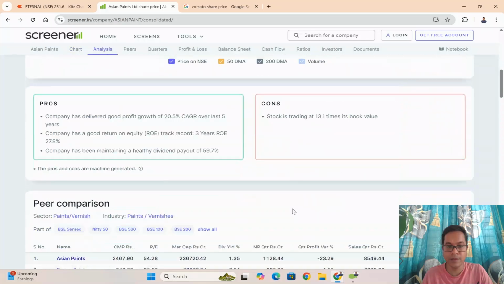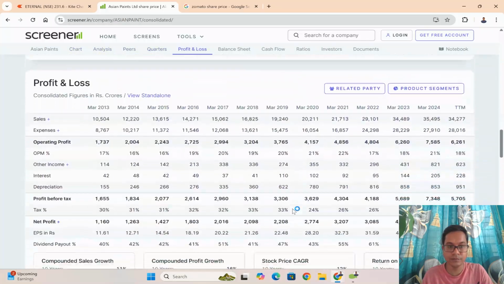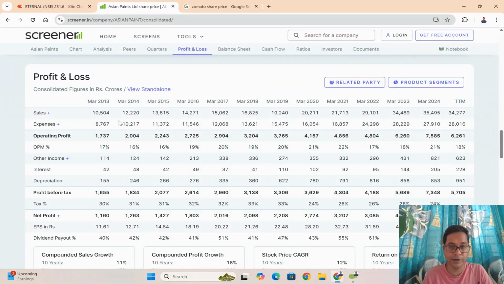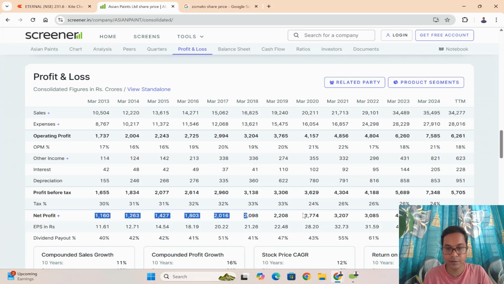So here you go first to the yearly. These will be big numbers. I'm not going to read the numbers. You just look at the sales. It is increasing, right? In 2013 the sales were 10,000 crores and now it is 34,000. And if you look at net profit, it is always increasing.